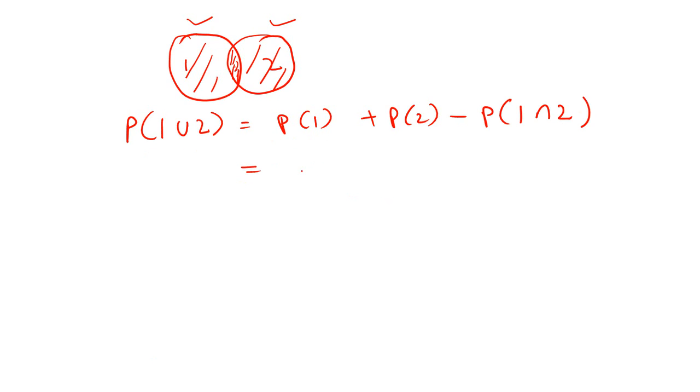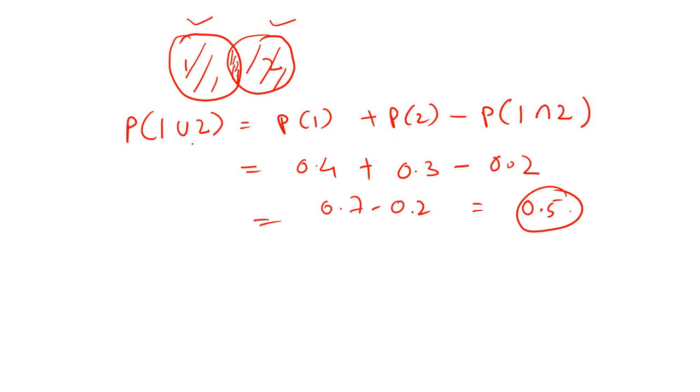Now probability of 1 is 0.4, probability of 2 is 0.3, and probability of 1 intersection 2, that means the common area, that means somebody is able to solve both the questions, is 0.2. So that is 0.7 minus 0.2 equal to 0.5. So the probability that one would answer either question 1, question 2, or both the questions is 0.5.